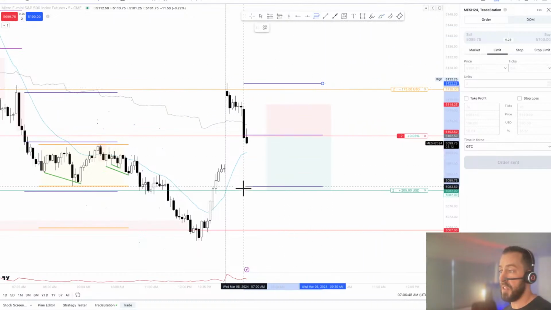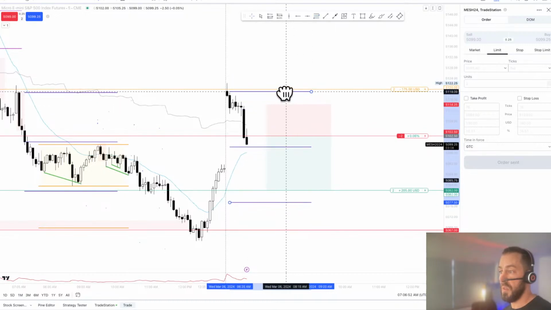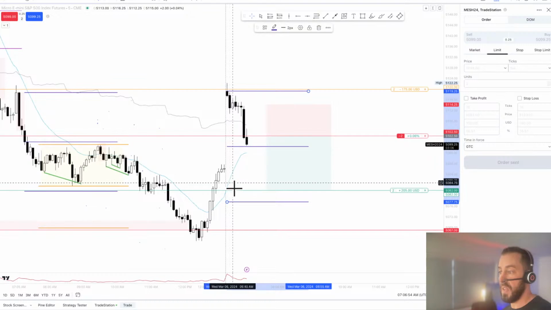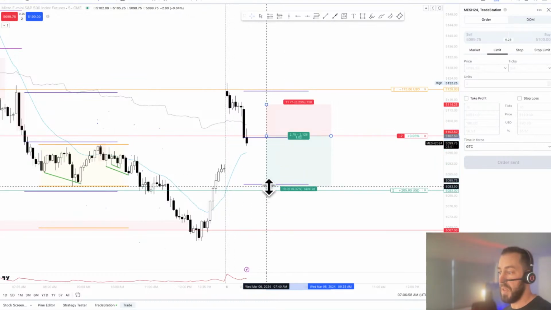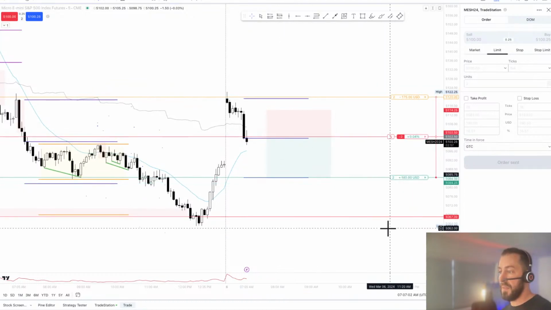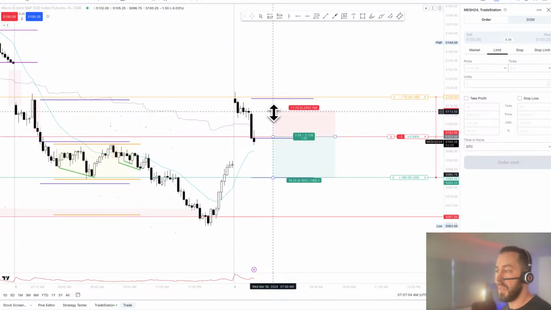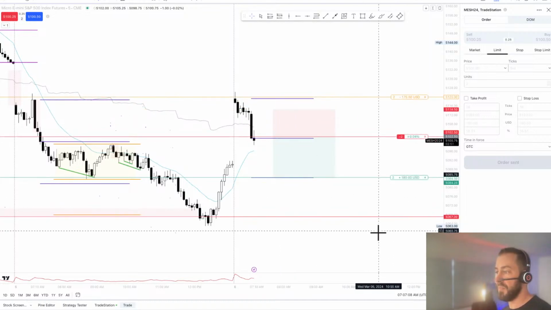And I like my measured moves. So we're gonna get an idea of where we want our profit target. Maybe here. I think that would make sense. But let's give it a little bit of time and see where that leaves us.